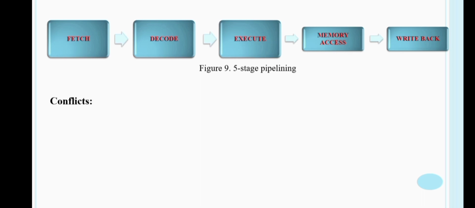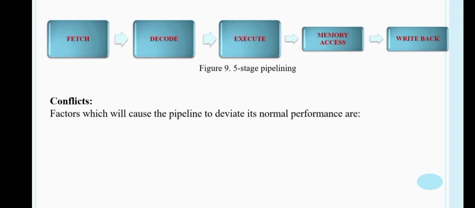Conflicts. Factors which will cause the pipeline to deviate its normal performance are: first, timing variations. All stages cannot take same amount of time. This problem generally occurs in instruction processing where different instructions have different operand requirements and thus different processing time.